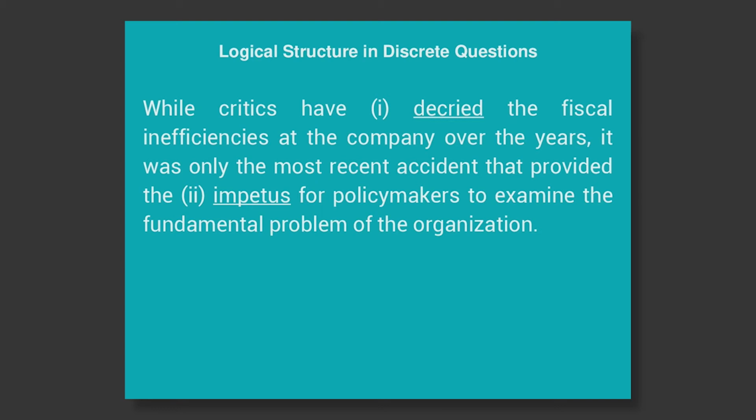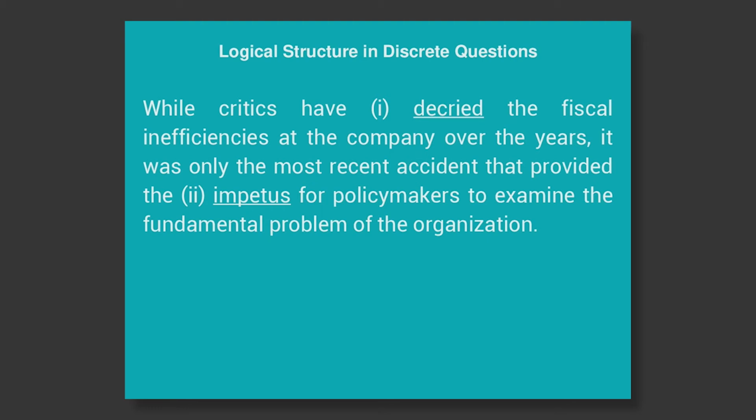So what is the structure here? While critics have decried the fiscal inefficiencies at the company over the years, it was only the most recent accident that provided the impetus for policymakers to examine the fundamental problem of the organization. Okay, I know that if you just read without really paying attention to what you're reading, all of it can go over your head and you don't really arrive at the meaning. So let's take it slow and easy and see what it's saying chunk by chunk.